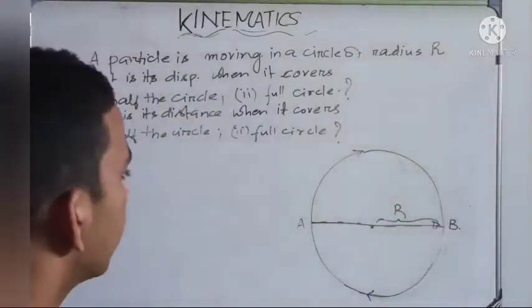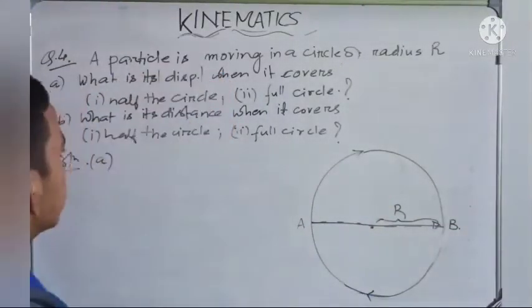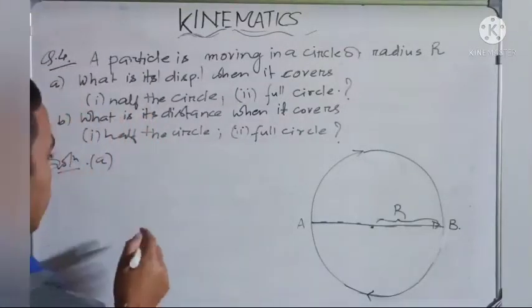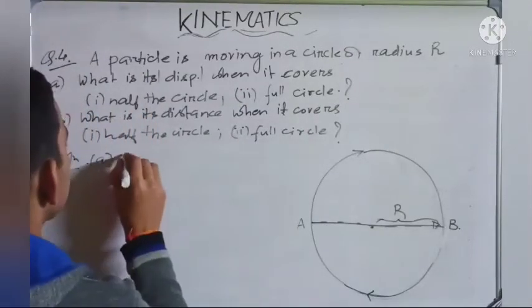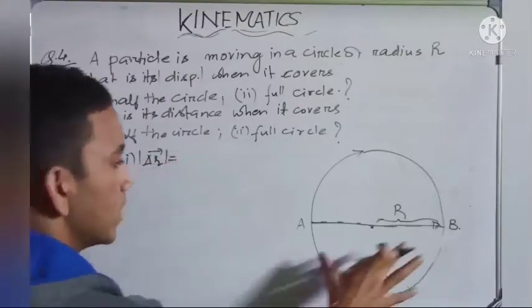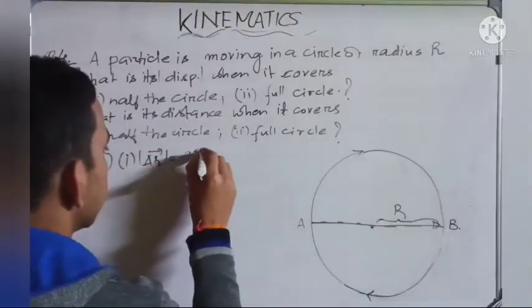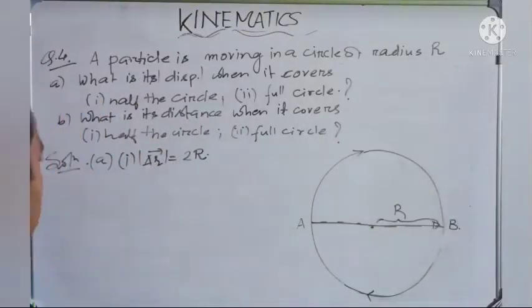Therefore, here we are required to find the magnitude of displacement. It is already mentioned in this question. Therefore, in the first case, the magnitude of displacement is going to be the magnitude of this vector, which is simply, we can see, 2 times the radius of the circle.